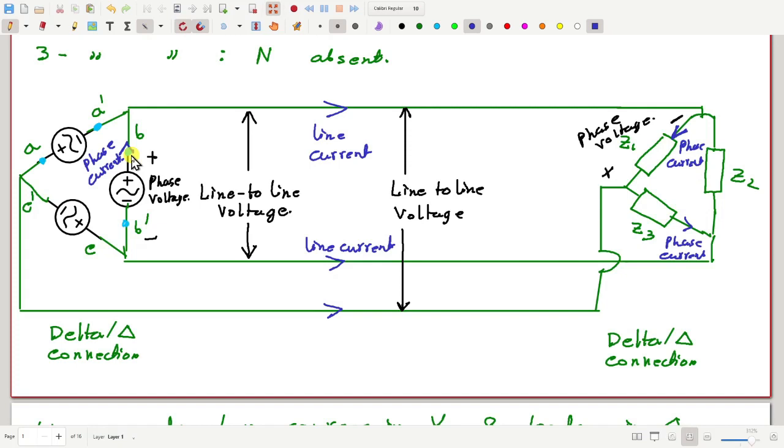But before that, yes, please. Sir, in this case, will the line current and phase current in both parts, left and right, be the same? Not necessarily. Under particular assumptions, it will be the same, but not necessarily always. We'll come to that.